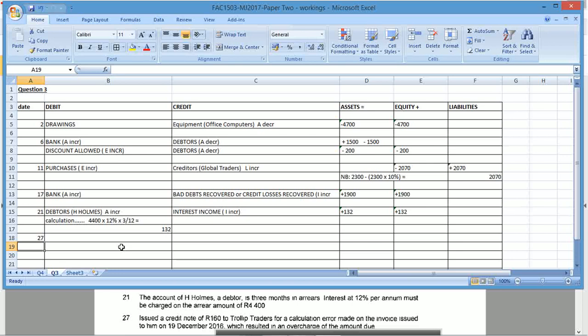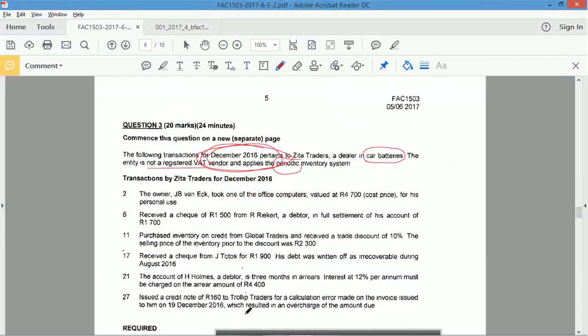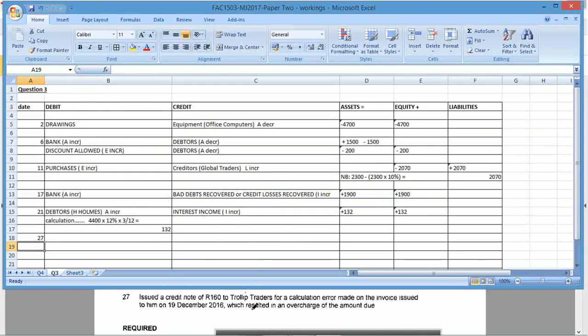27, last one. Issued a credit note of 160 to T for a calculation error made on the invoice issued to him on 19 December, which resulted in an overcharge of the amount due. So if you're issuing a credit note, you're reducing the debtors, right? Because credits reduce the debtors. So debtors will be decreasing. I need to identify the debtor though. What's the debtor here? Trollop.